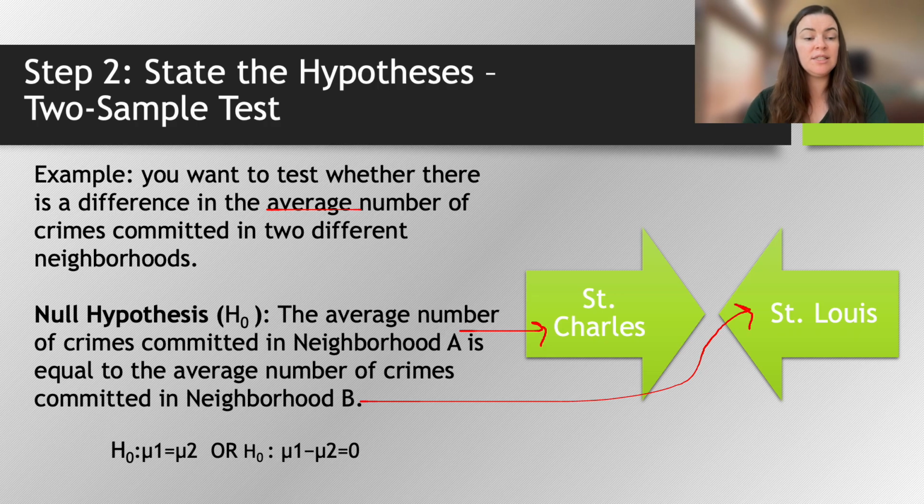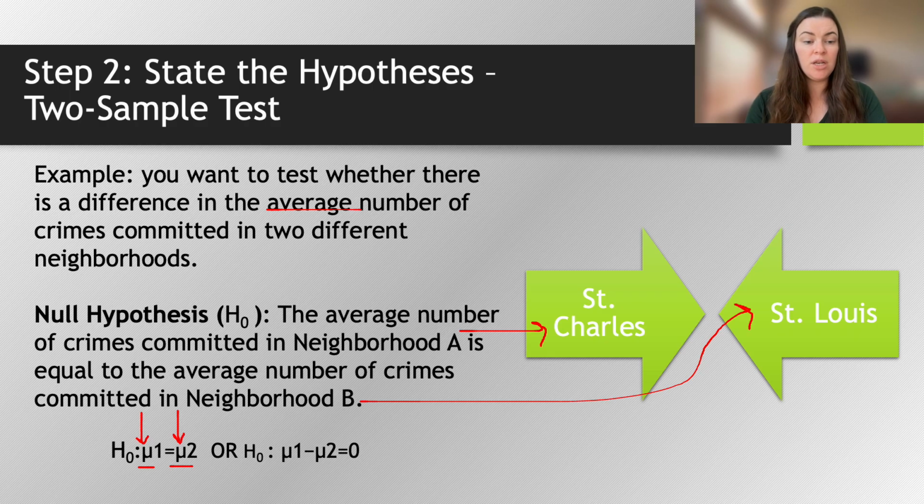The first one is stating that our population means are equal between the two groups. And the way that we designate each group is just with the numbers 1 and 2. So what we're essentially saying here is that our average number of crimes committed in St. Charles is going to be the same as the average number of crimes committed in St. Louis. Again, this is our statement of no difference. We go into the hypothesis test assuming via the null that there would not be a difference here, which is why you see the equal sign.